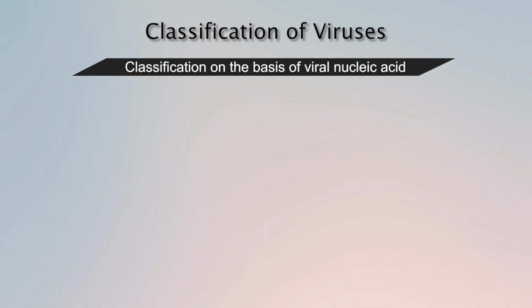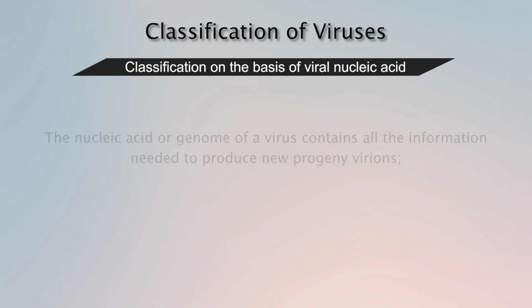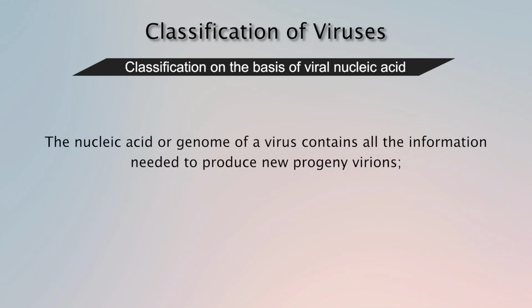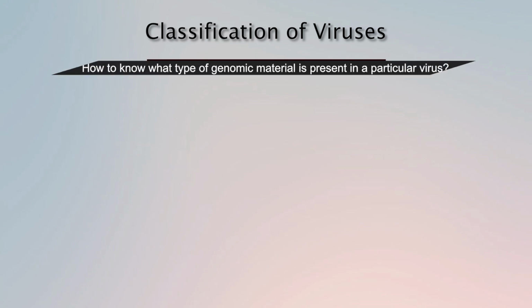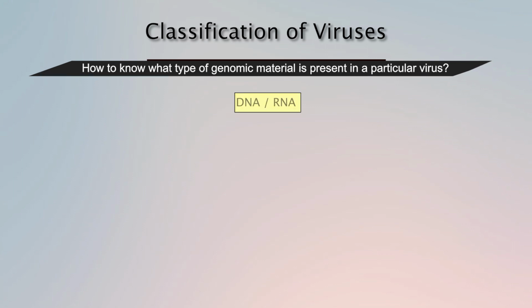Lastly, with respect to genome, we can say from the Hershey and Chase experiment that the nucleic acid genome contains all the genetic information necessary to form progeny virions. So how can we classify virus with respect to the nature of genome? That can be classified on the basis of the presence of DNA or RNA, and whether that DNA or RNA is single-stranded or double-stranded.